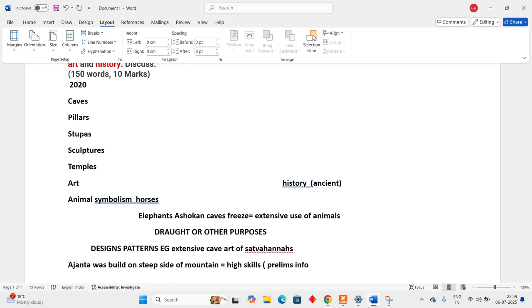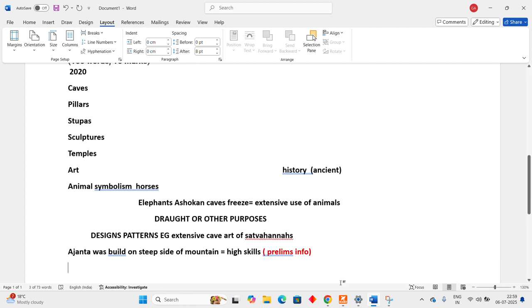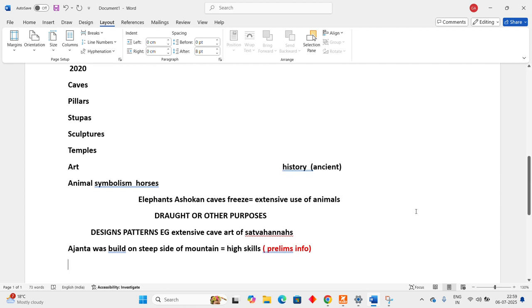And this is actually prelims information. This is how you can use your prelims information for mains enrichment. So this is just an example. Now I'll not type everything. This was just to give you an example.